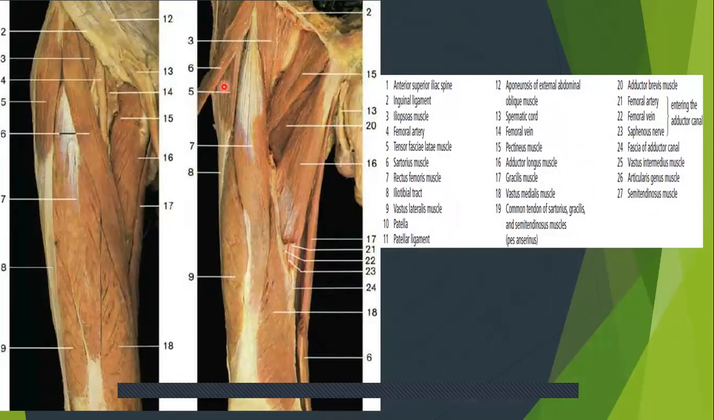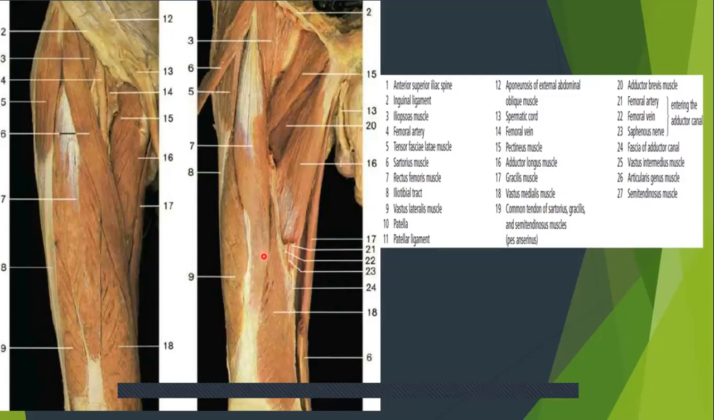Then here we are. Now this is your sartorius muscle. You can see it here. Here is your tensor fascia lata. Here you can see this inserting into this. This is the fascia, the iliotibial band. Then you can see here we have the quadriceps. Here you can see vastus lateralis, rectus femoris, and this is the vastus medialis. Vastus intermedius is deep to this.